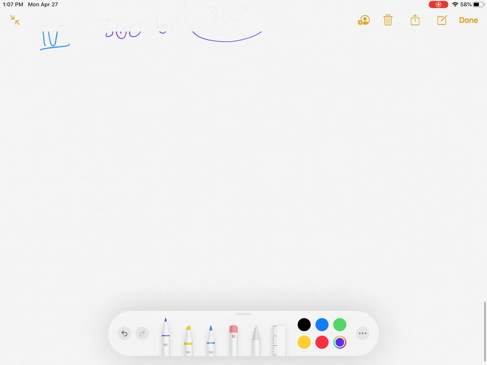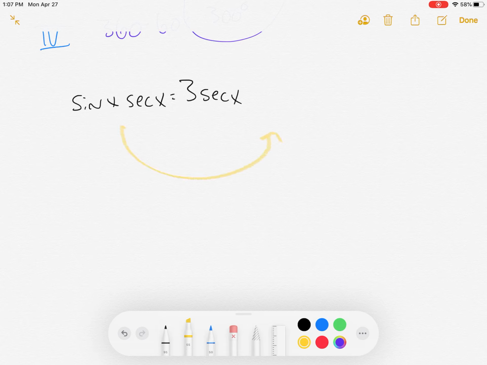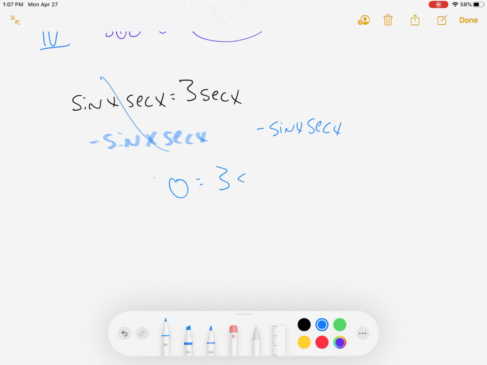Okay, next up, we have sine of x times the secant of x equals 3 times the secant of x. My hint for this problem was, hey, start by moving everything over to the right-hand side. So that's what we're going to do. This is one term, so I'm going to do minus sine x secant of x. Do the same thing on this side, minus sine x secant of x. Those cancel. You get 0 equals 3 times the secant of x minus the sine of x secant of x.